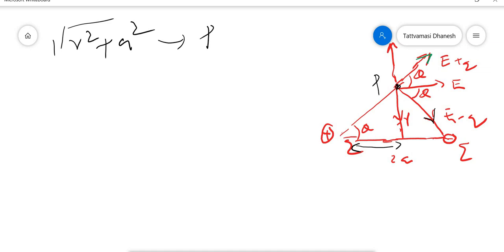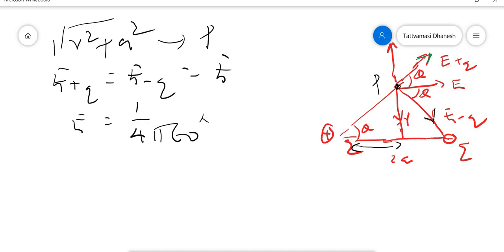Since both these charges are equidistant from P, the magnitude of these vectors E of plus Q and minus Q should be the same, but the direction is different. So I can take it as E of plus Q is equal to E of minus Q is equal to E. The magnitude should be the same, and this E is 1 by 4 pi epsilon 0 into P divided by r square plus a square. Am I right? It should be the square of root, r square plus a square. So this is the magnitude of intensity of electric field.